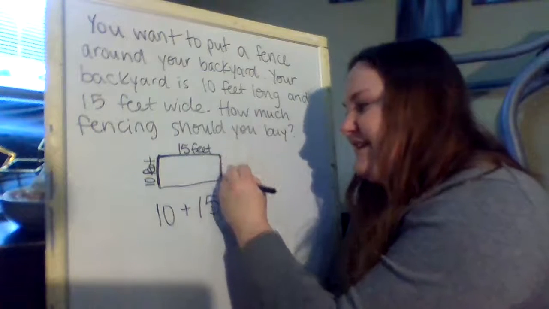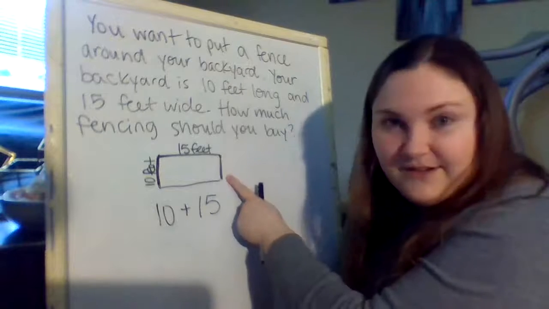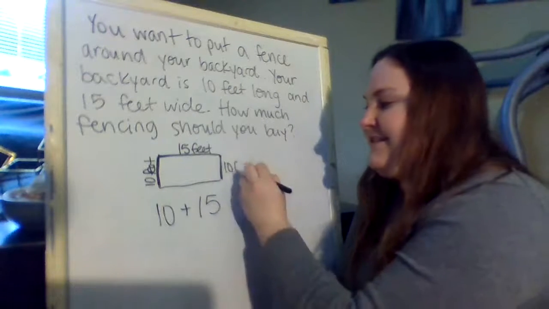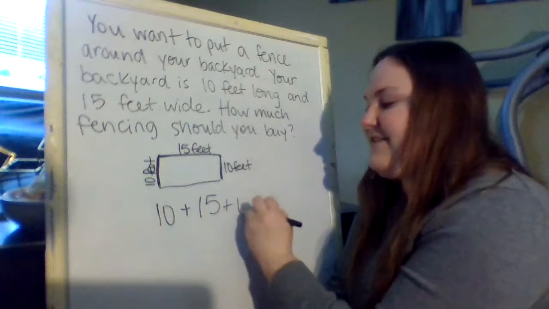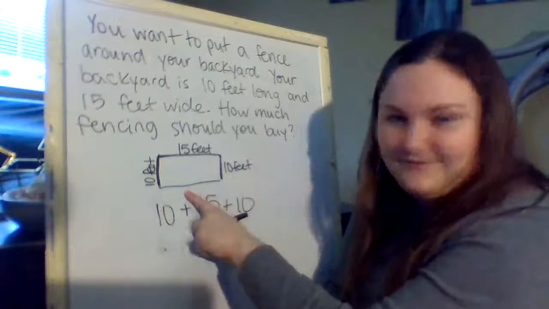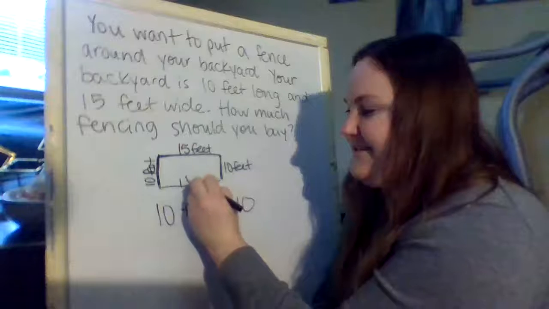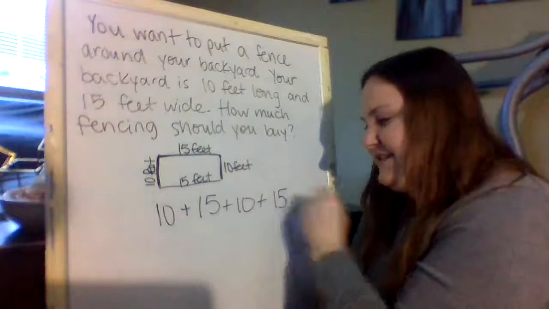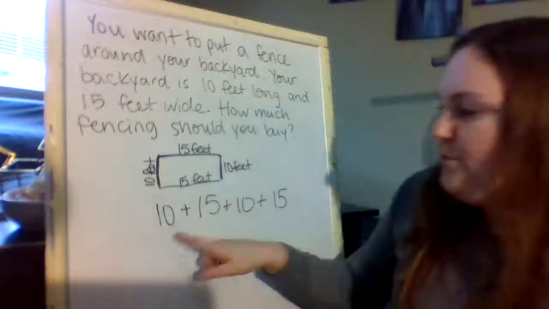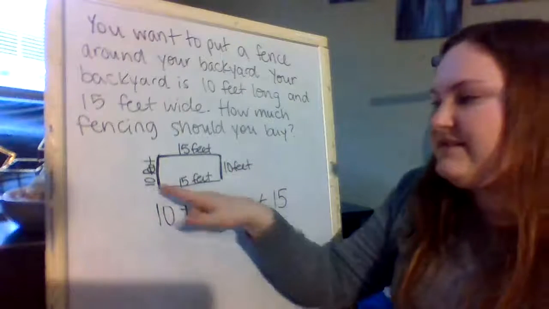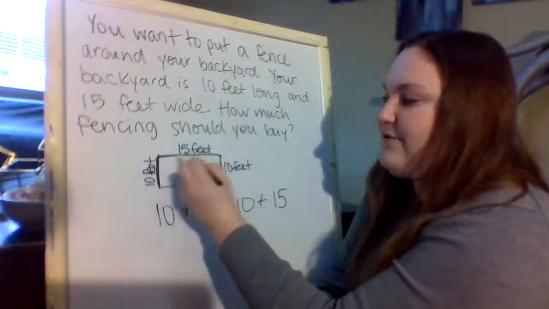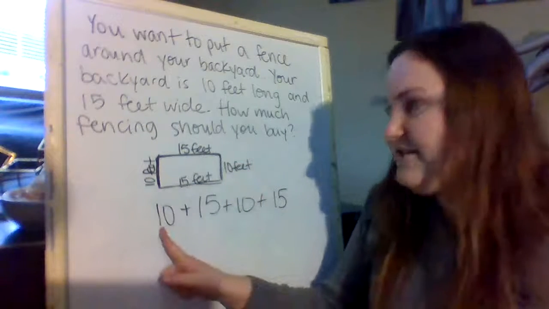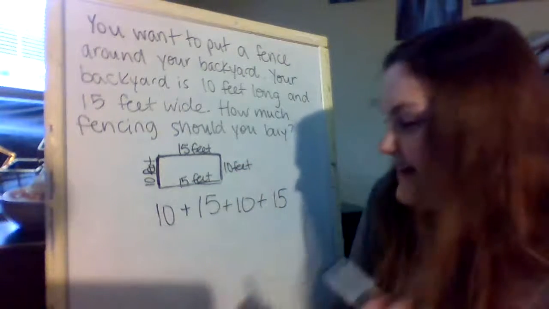You also need fence right here. How much fence would I need right there? Well, you're going to need another 10 feet there. So I'm going to add in another 10. What about this side? Well, we're going to need another 15 feet there. So I can add in another 15. Once you've got all four of those numbers, we've got all four sides around our backyard. All that's left to find how much total fencing you need is just adding it up.